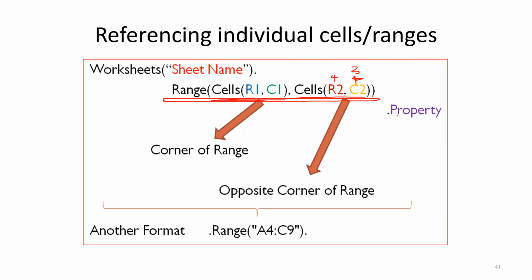Property means a value or background color we can change, right? This seems complex, but you can see this is easy to understand. Range A4 to C9: A4 to C9 we can use directly with the range command.